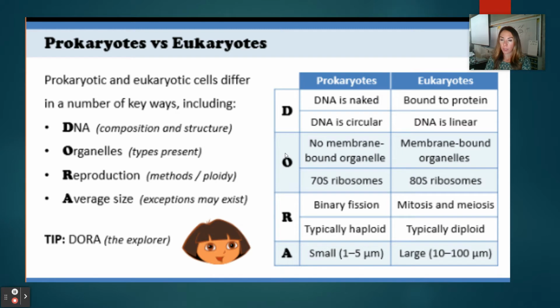O stands for organelles, and these are all things in future cells. So no organelles, have organelles, talking about the size of ribosomes in just a second. R is how they replicate. Again, this is stuff that's coming up. So binary fission versus mitosis and meiosis, haploid and diploid, and then A is the size of them, being able to know the size of them. All right. So if you want to write down Dora in the other margin, we can talk about ways to help you remember that as well. I thought that was kind of a cool mnemonic.